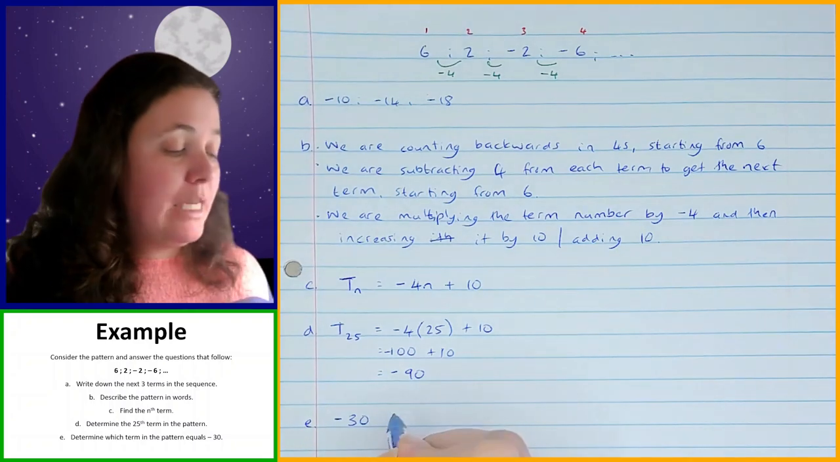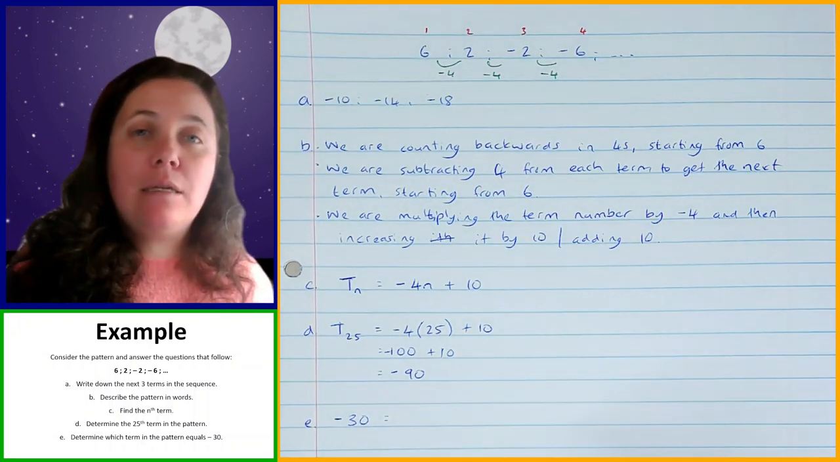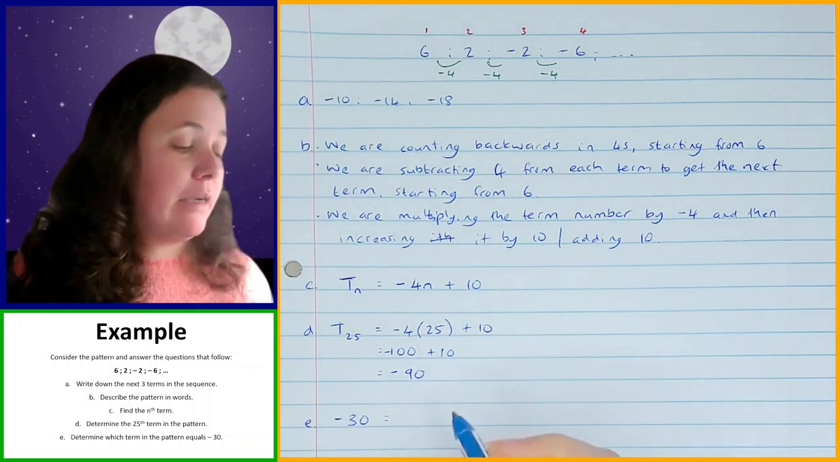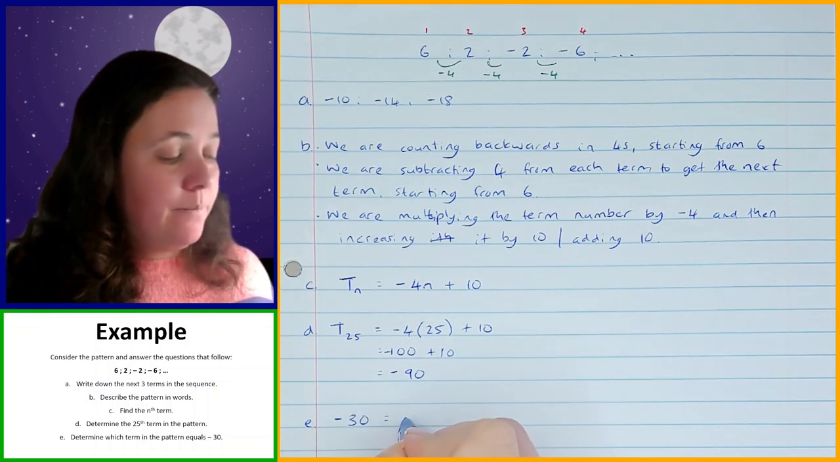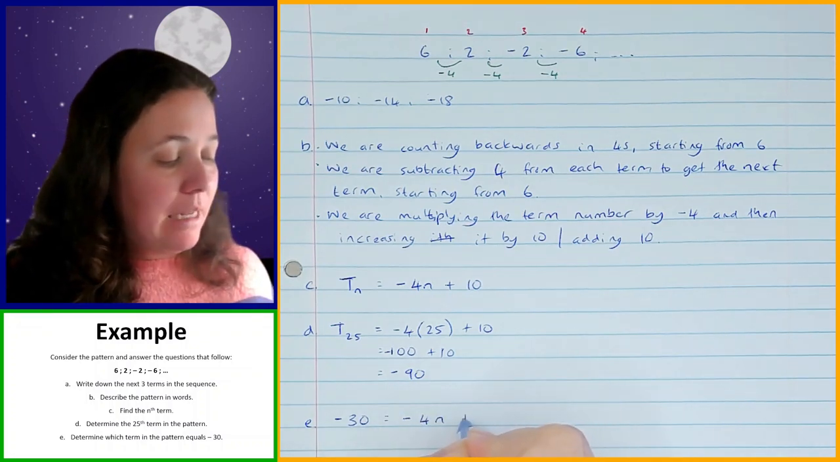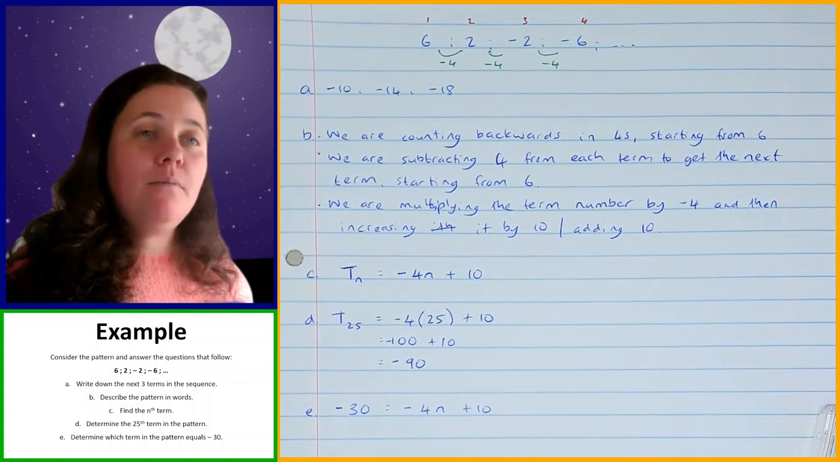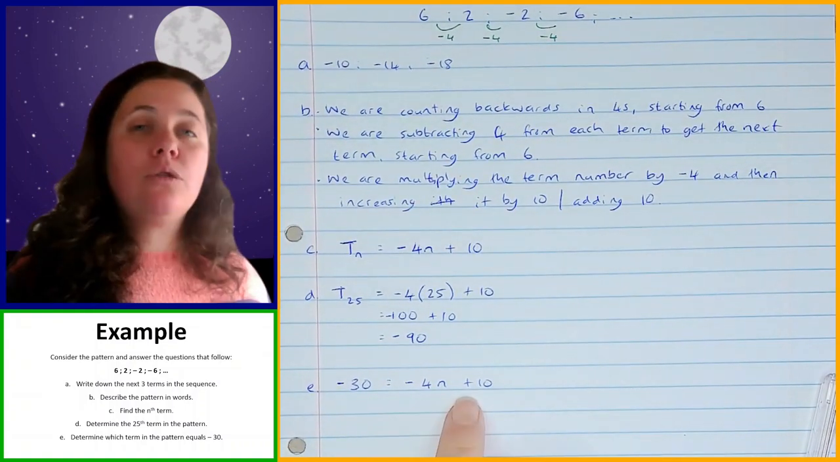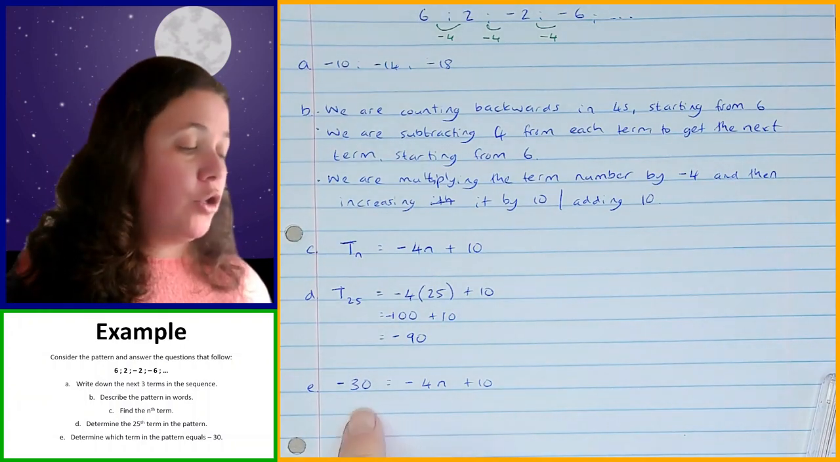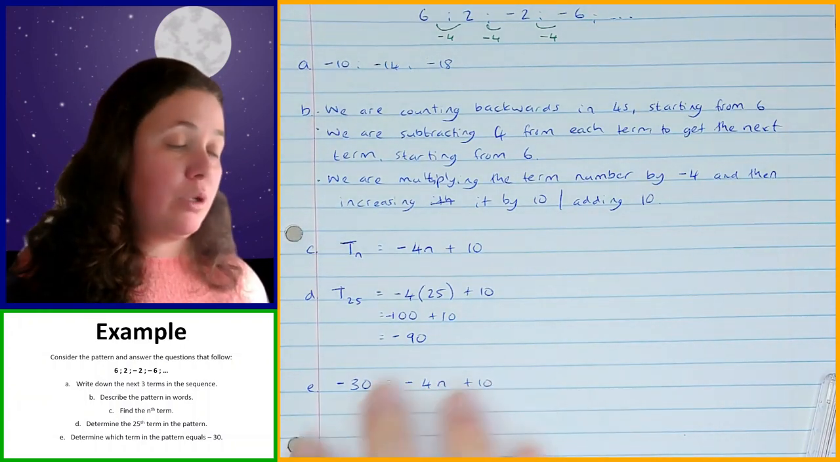That's what I need to work out. I need to work out where in the pattern is this term that is equal to negative 30. So negative 30 is equal to negative 4n plus 10. So now I need to work out what n is. We are still later on going to learn about solving equations, which is what this is.